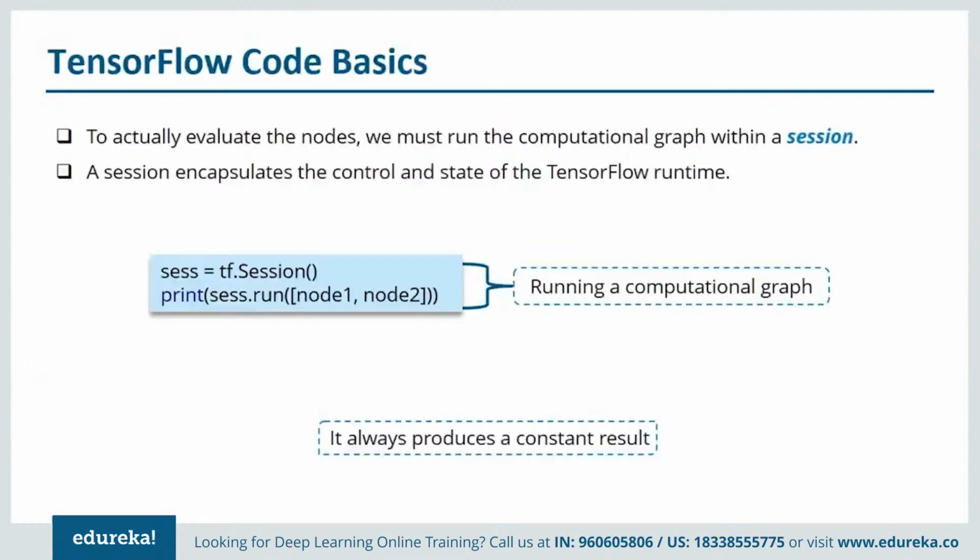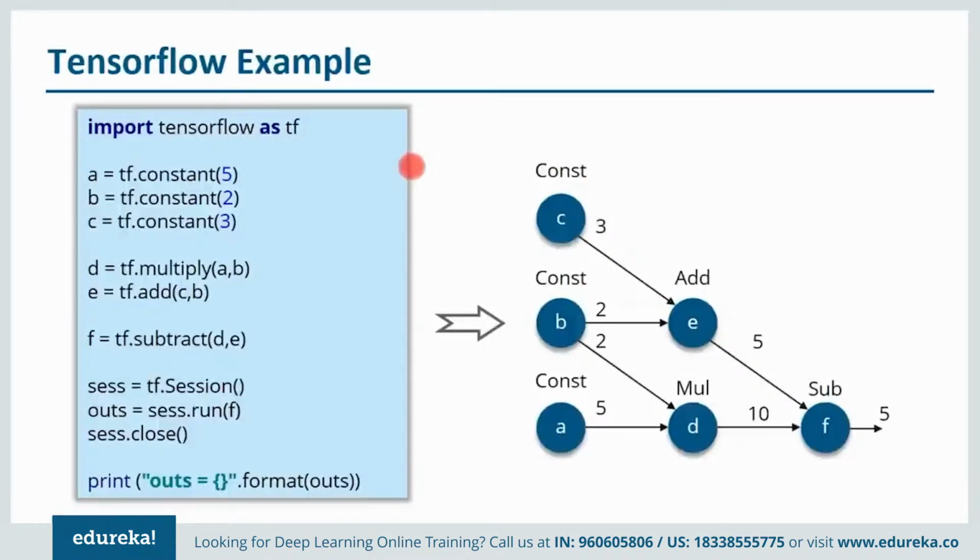Now let me explain it to you with one more example. In this example, we take 3 constant nodes A, B, and C, and we perform certain operations like multiplication, addition, and subtraction. Then we run the session, and finally we close it. And this is the diagram of how it looks. We have 3 constant nodes, C, B, A. A contains the value 5, B contains 2, and C contains 3. First we add C and B, then we add B and A, and we get 2 other nodes, E and D. From E and D, we subtract both of them, and then we get the final output. Now let me go ahead and execute this practically in my PyCharm.